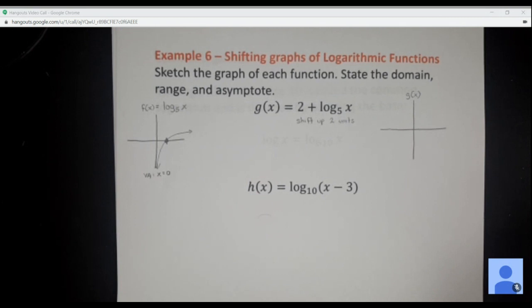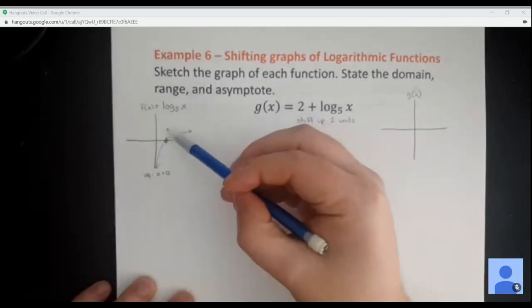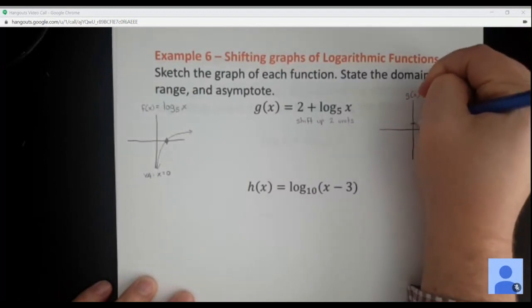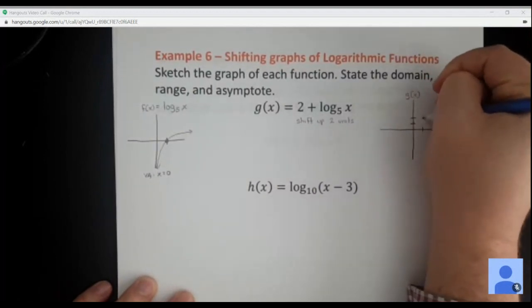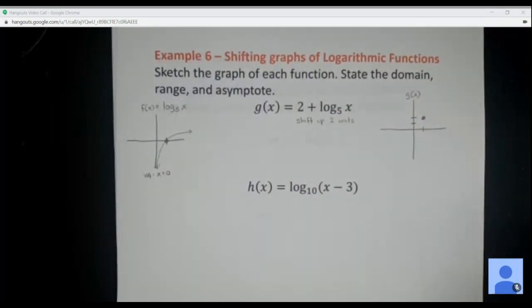Okay, so it will cross 1, 2. Good, right? So we had a point at 1, 0. That point's going to get shifted up 2 units. So now we're going to have a point at 1, 2 instead. So we know we got to go through that point. Good. What about any asymptotes this time?